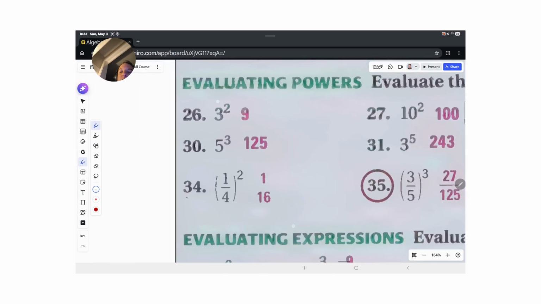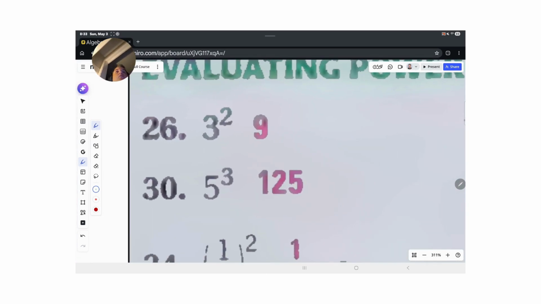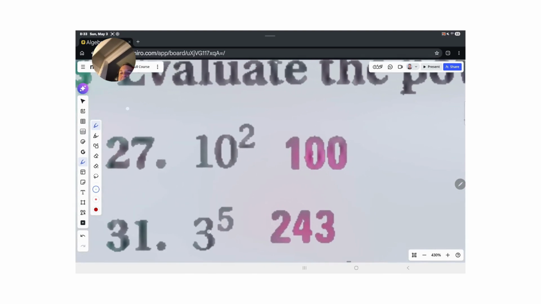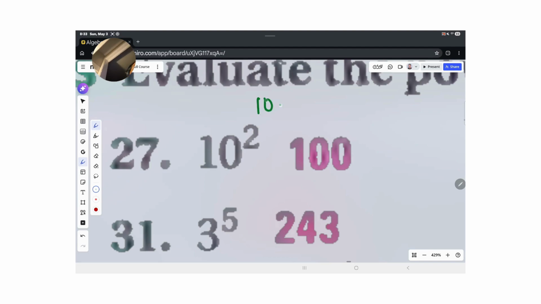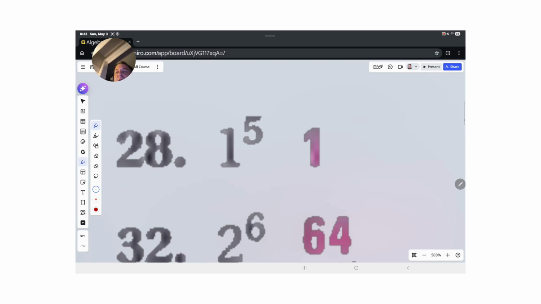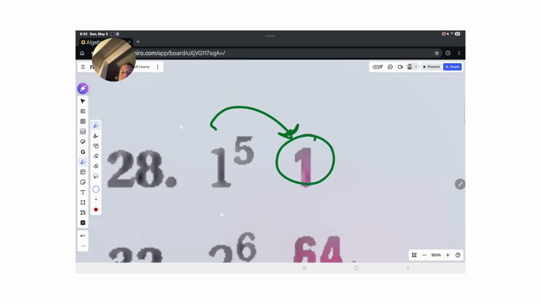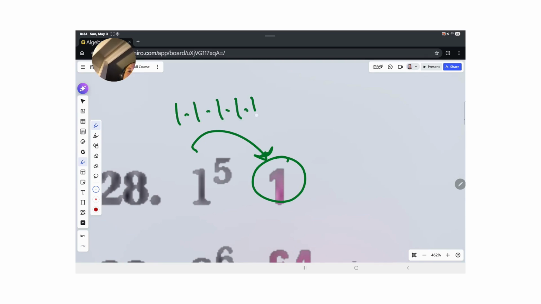All right, let's evaluate our powers. We'll begin with 26. This is 3 squared, so we expand and multiply. 3 times 3, which gets us to 9. 10 squared, or 10 to the second power, is 10 times 10. Our base is 10. 2 is our exponent. 10 times 10 is 100. 28, 1 to the fifth power, 1 to any power, will always be itself. No matter how many times you multiply 1 by, you'll always arrive at 1. But this does mean 1 times 1 times 1 times 1 times 1. 1, 2, 3, 4, 5.